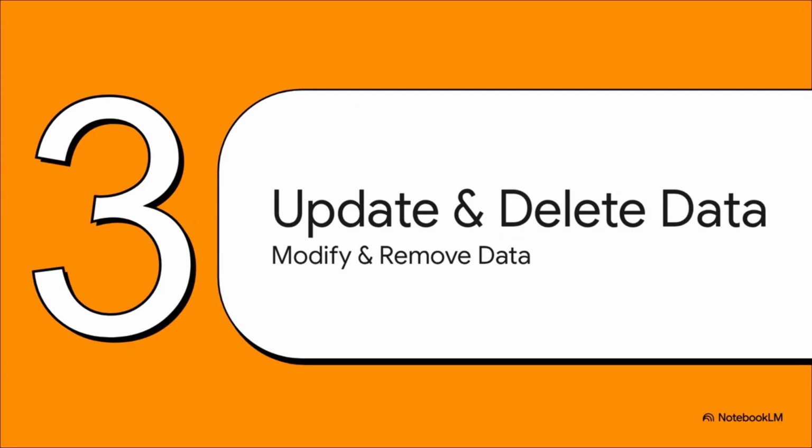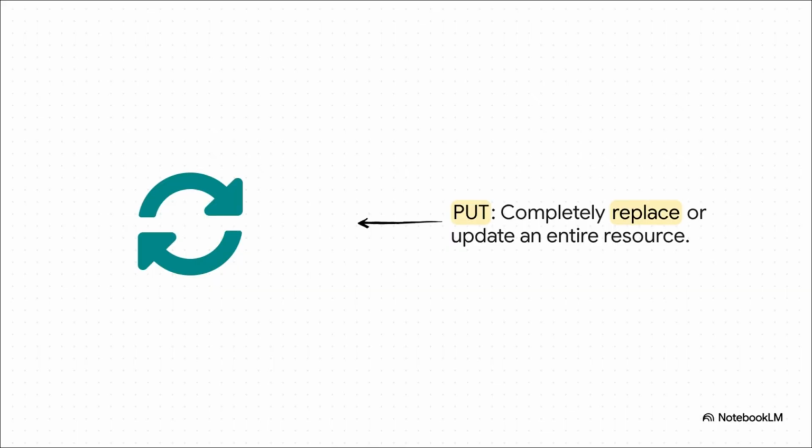Section 3. Updating and deleting resources. Modifying and removing data. Now, this next method is incredibly interesting because of how specific it is. PUT is used to completely replace or update a resource. Let's say we send a PUT request to /users/101 with a new name, John Smith, and an email address. The server just swaps out the old record entirely for this new one.